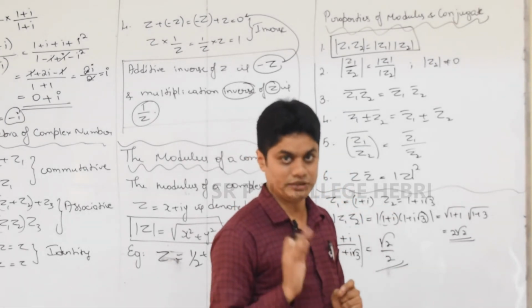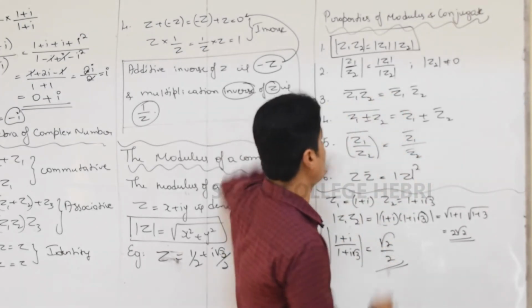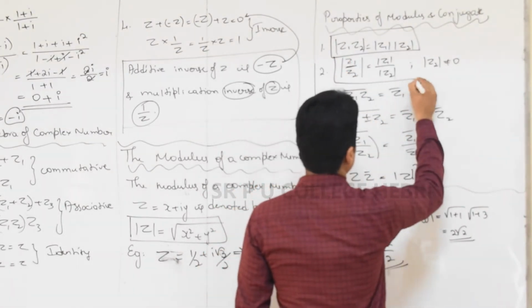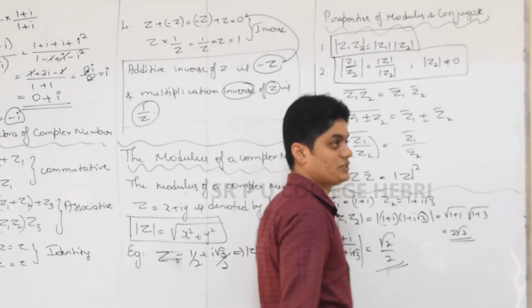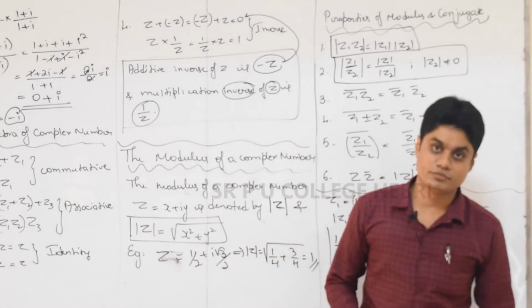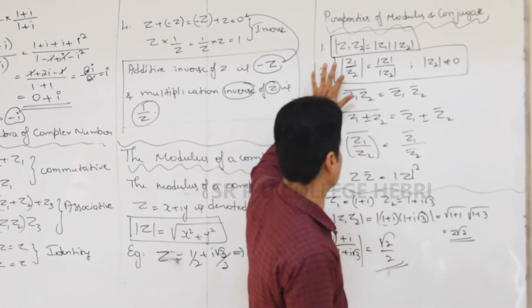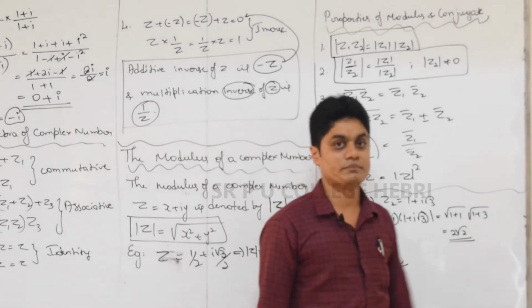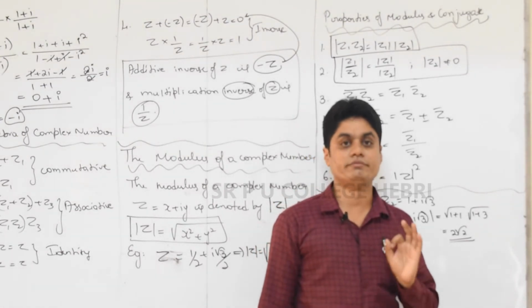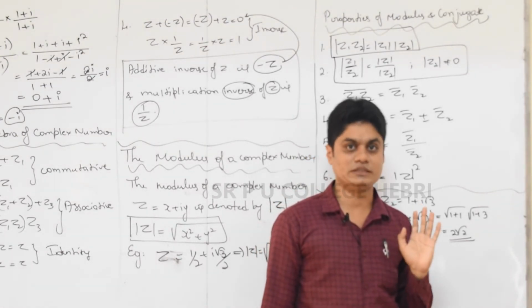Did you understand the purpose? So remember, this is also a very useful property in problem solving. Mod of z1 into z2 is equal to mod of z1 into mod of z2, as well as mod of z1 by z2 is equal to mod z1 by mod z2. Both are very, very important properties. I hope you will remember.